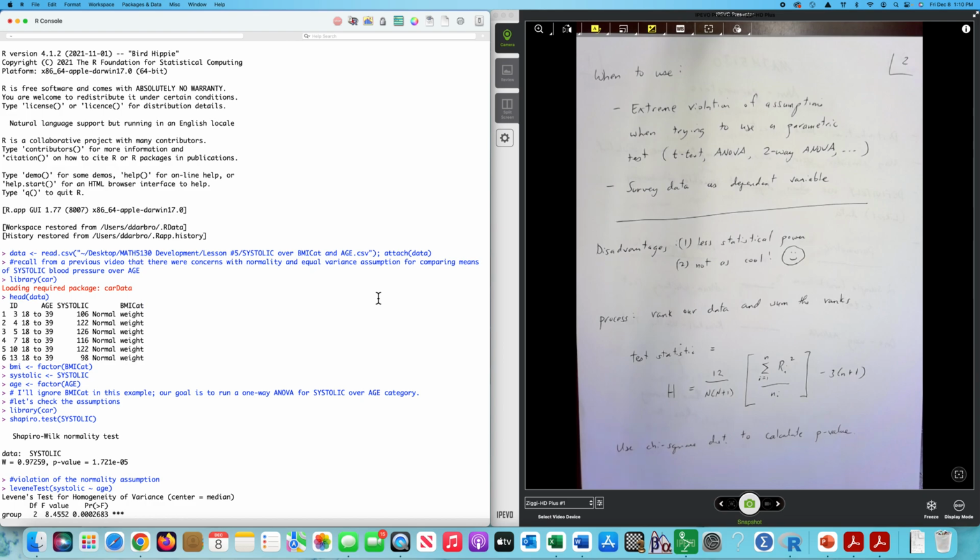All right, so when do we use them? Again, when there's extreme violation of assumptions. I tell you, when I am running a t-test, ANOVA, or two-way ANOVA, if I have a large sample, typically 100 or more, I just go ahead and proceed with the parametric test, even in the presence of a violation of assumptions. But I never, ever, ever use a parametric test with survey data. Anytime I have survey data, I always use a non-parametric test.